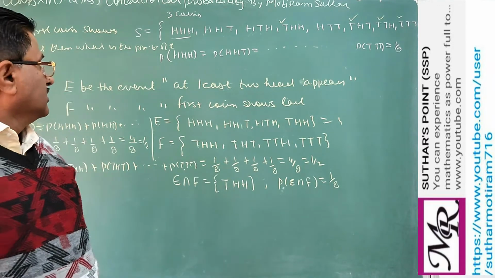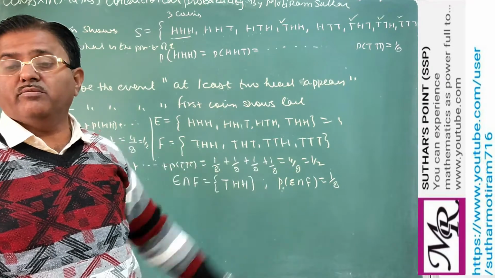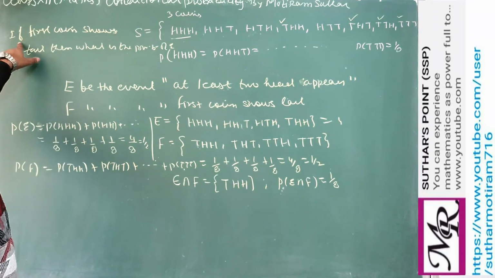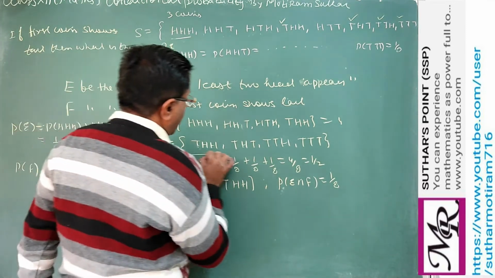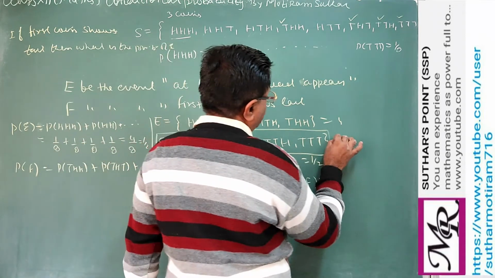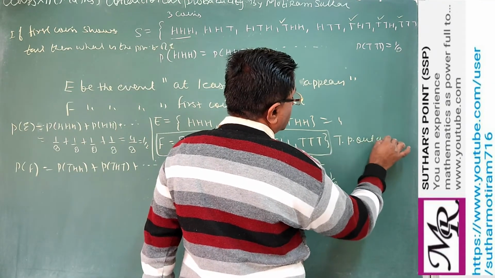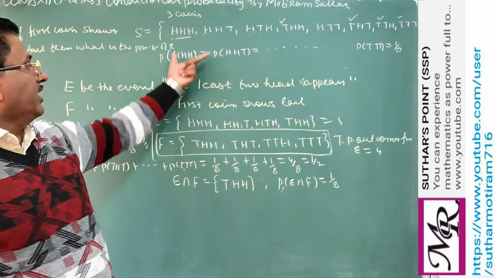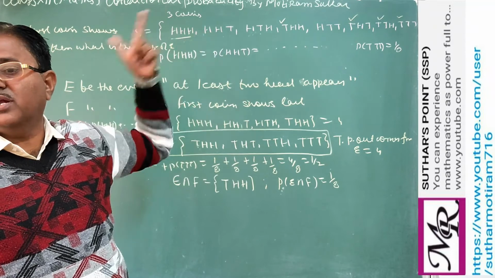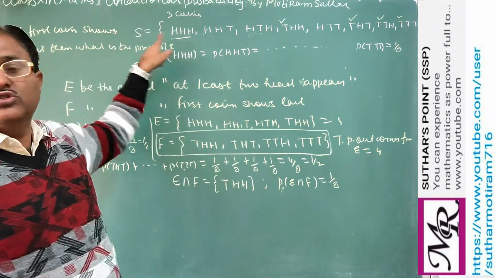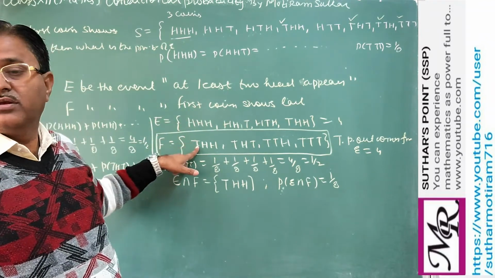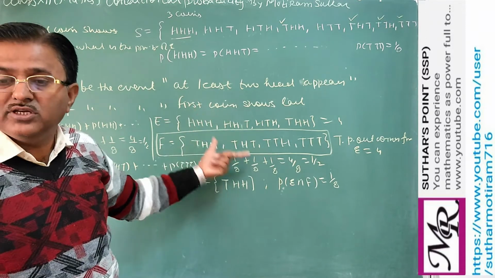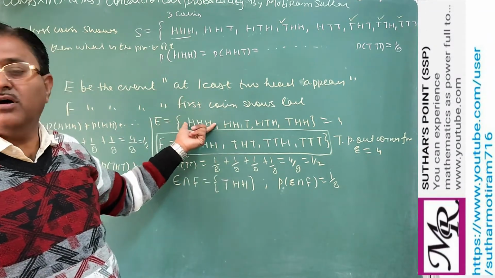Now the total possible outcomes will be 4. Which 4? Because if the first coin shows tail, the total possible outcomes for E under the condition is 4. Why are we not taking the whole sample space? Because the condition is given: the first coin should show tail. It means how many cases are there? T. So there are 4. So this is total possible.